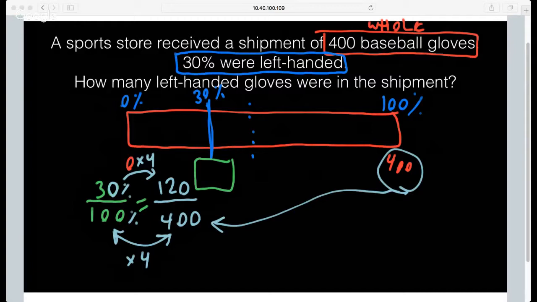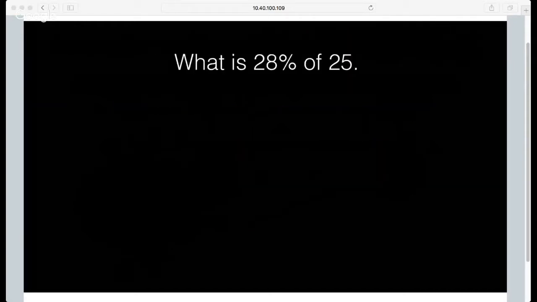So let's try another one. This one is essentially the same kind of problem, except it's just saying simply, what is 28% of 25? So we can have 28%, and we need to ask ourselves, is this the whole or part?